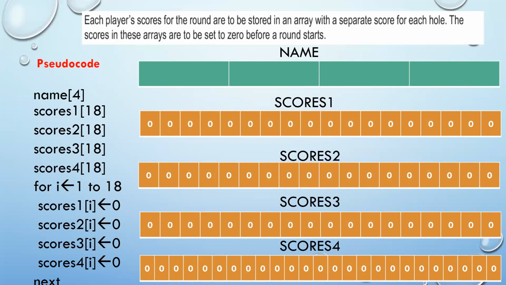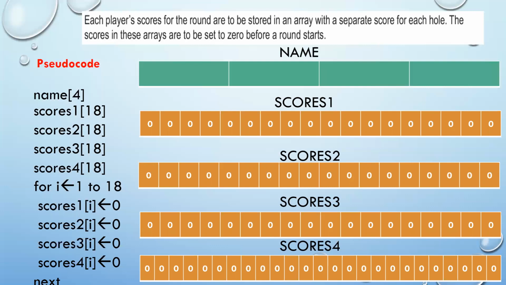Now, when you write the first 5 lines of pseudocode, that is the lines before the for loop, what would happen is internally in the memory, you'll have 5 arrays, 1 for name and 4 for your different scores. And these arrays will be blank, empty. No values will be stored initially. Now the question mentions the scores in these arrays are to be set to 0 before a round starts. That means the score sheet should all display zeros. Internally, it should store zeros rather than displaying.